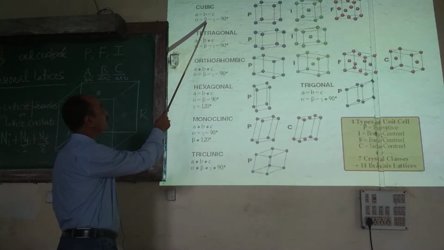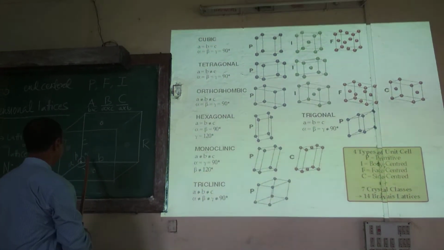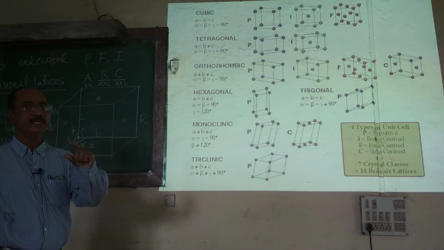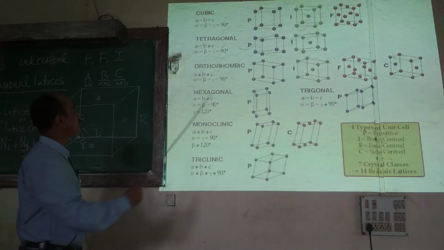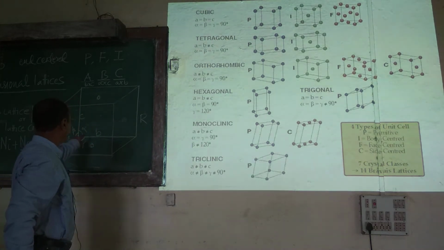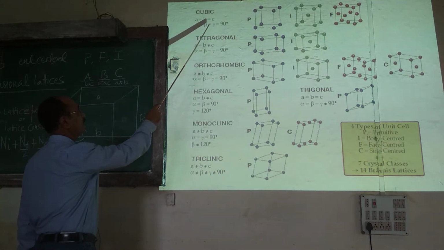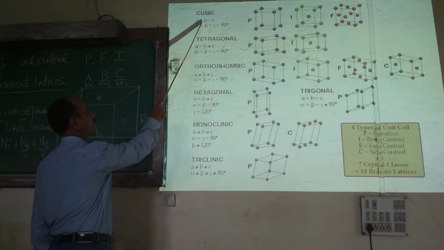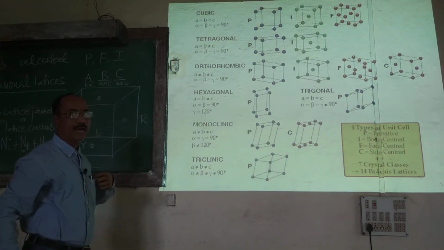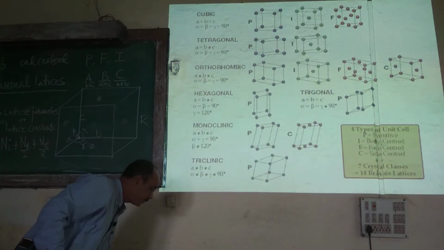Cubic crystal system is defined by a equal to b equal to c. All these sides, all the crystallographic axes, are of the same length. a equal to b equal to c, and alpha equal to beta equal to gamma equal to 90 degrees. The angles alpha, beta and gamma are all 90 degrees. So that is called a cubic crystal system.